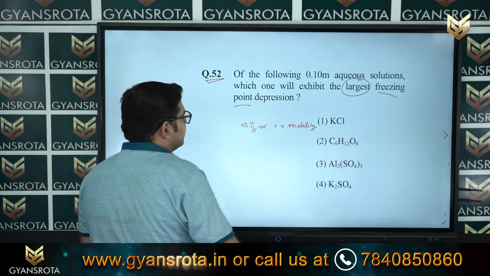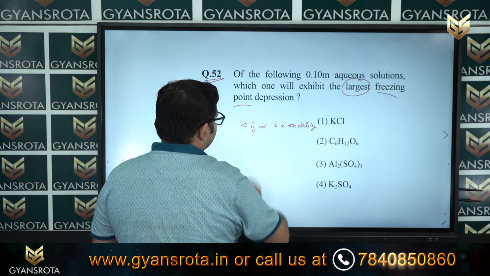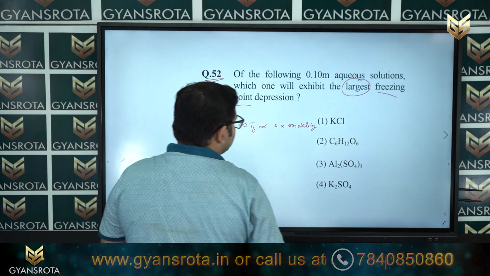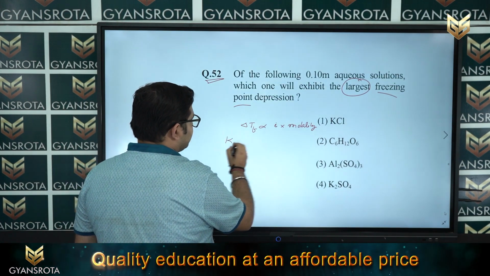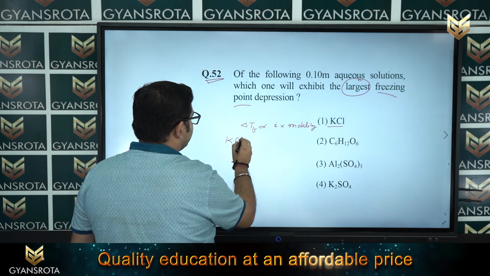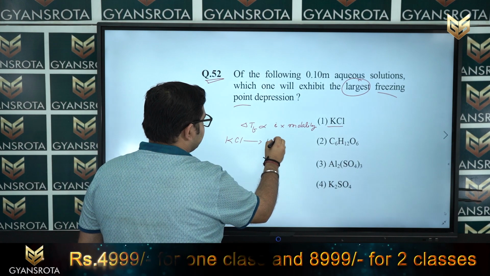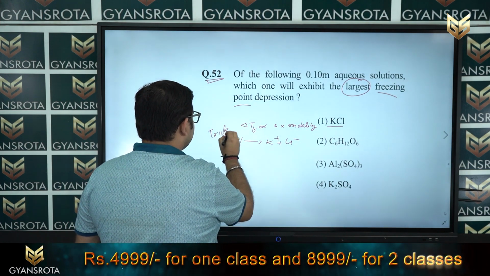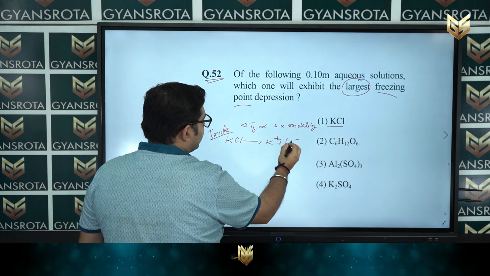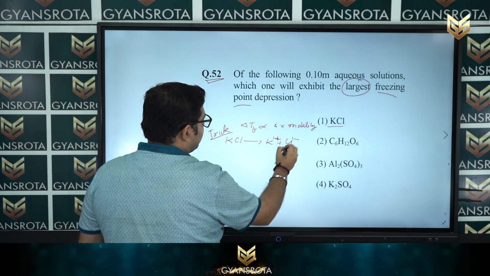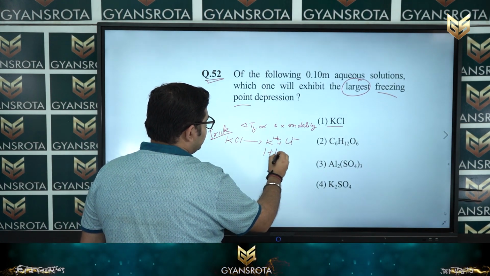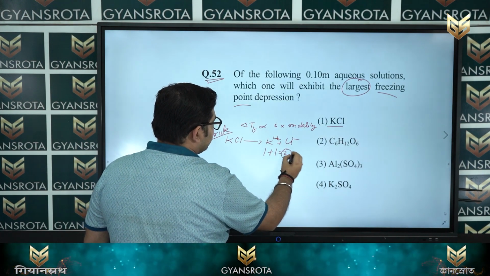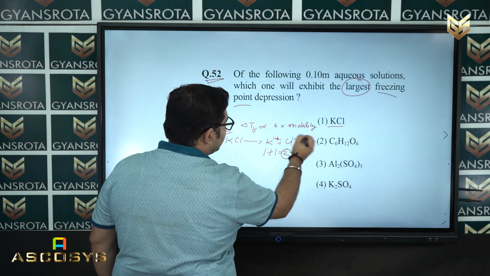Here, i is nothing but the Van 't Hoff factor. So, how to find the Van 't Hoff factor? It is very easy. Suppose first I will show you KCl. It is dissociated as K plus and Cl minus. This is just a trick. How many ions will be dissociated? 1 will be here, 1 will be here, meaning 1 plus 1, this is 2. So, this is nothing but your i for KCl.